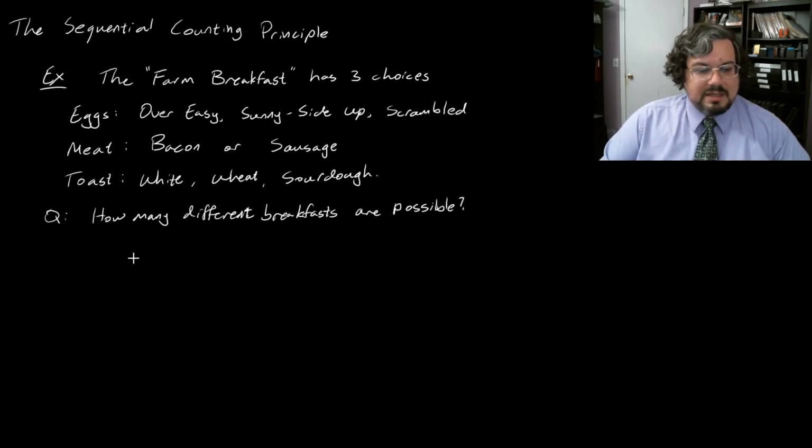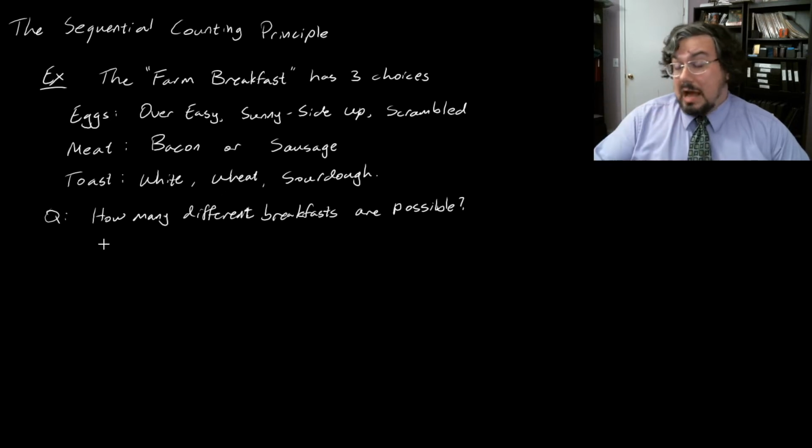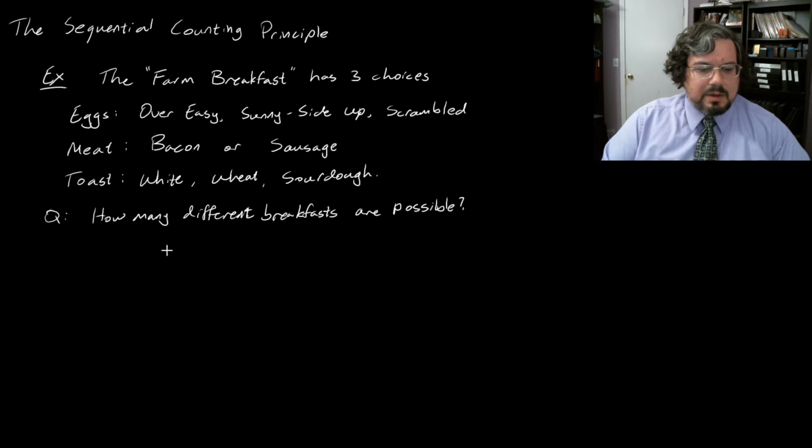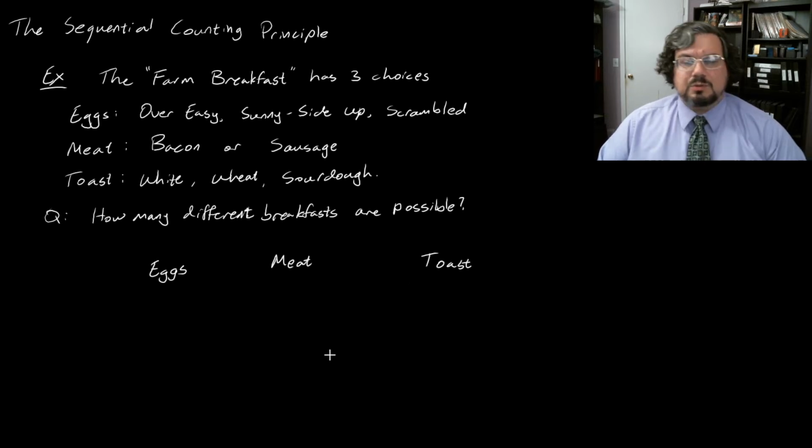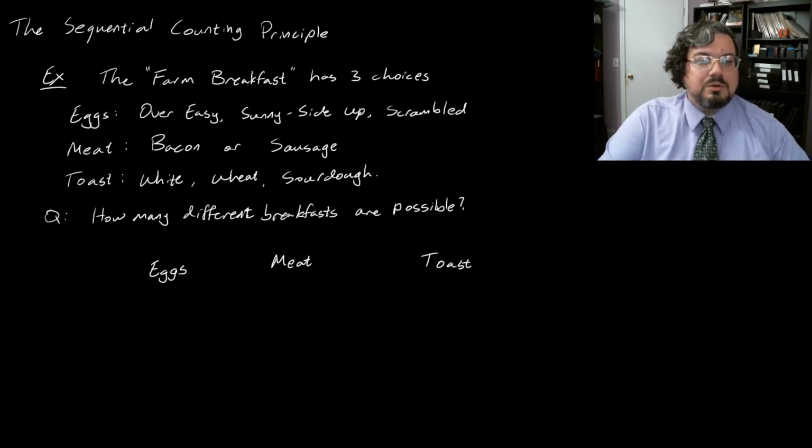So the way that we could think of this process is making three choices in sequence. We need to choose what eggs we're going to get, we need to choose what meat we're going to get, and we're going to choose what toast we're going to get. And every time we make one of these changes, we go down a new path.